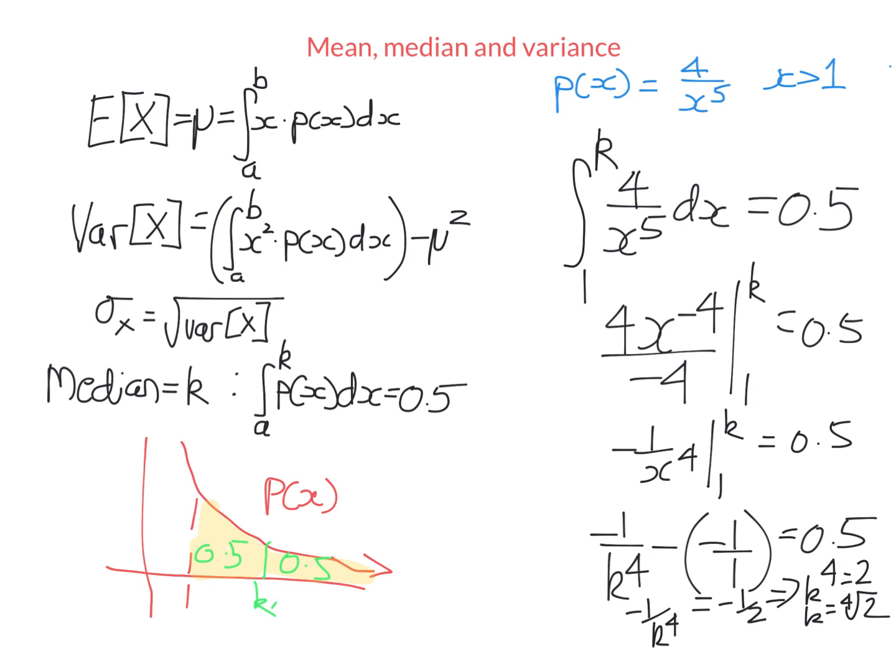So the 4th root of 2 is about 1.19. So that's the value along this x-axis. So 50% of the area is below and 50% of the area is above.